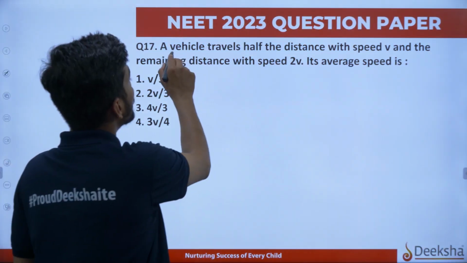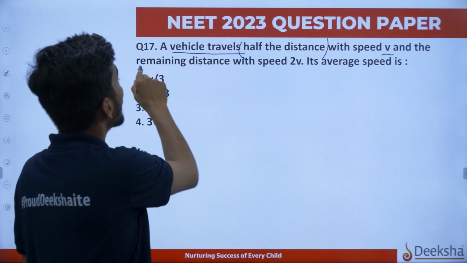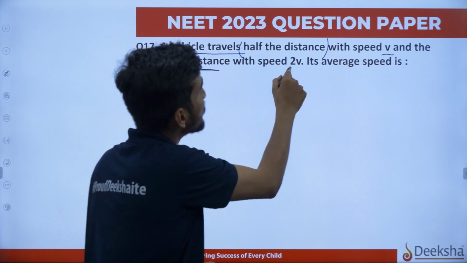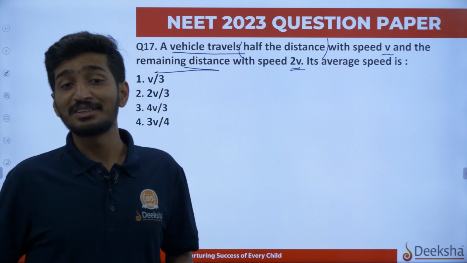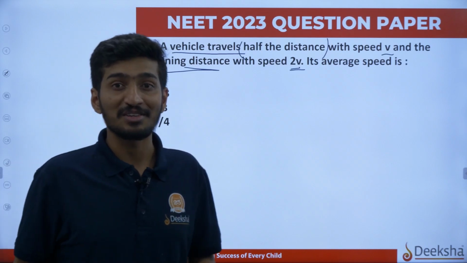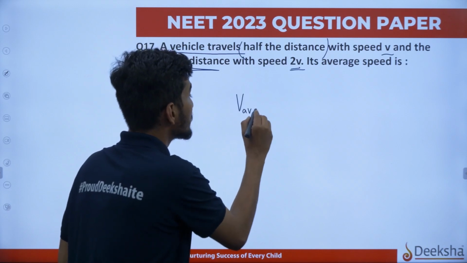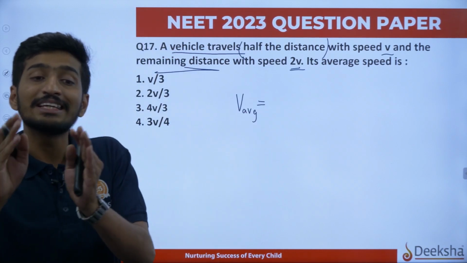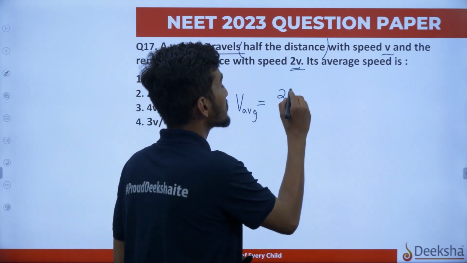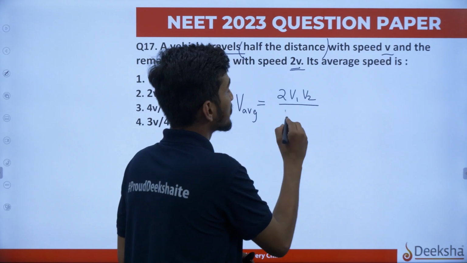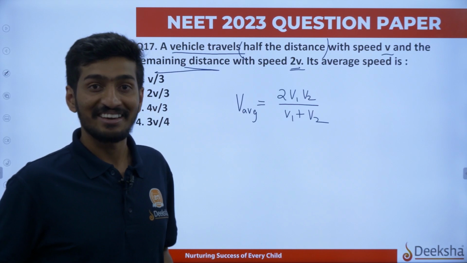Let's move on. A vehicle travels half the distance with v and the remaining half with 2v. What is its average speed? All of you who have done 11th standard properly should remember the formula of average speed when the distances are constant. When you travel equal distances in unequal times, the formula of average velocity is 2 v1 v2 by v1 plus v2. Don't believe me? Go and check it.